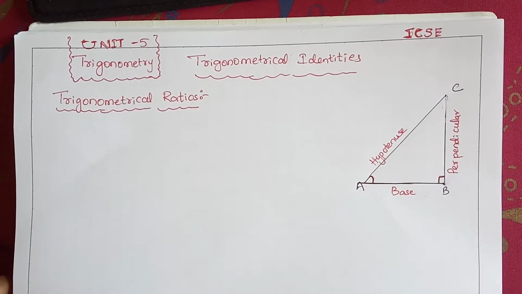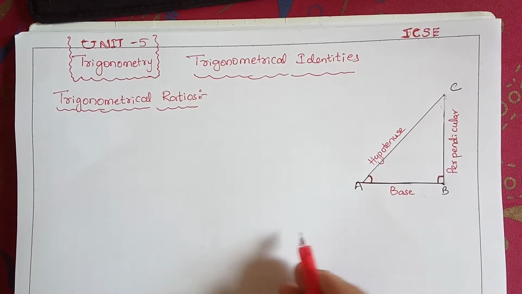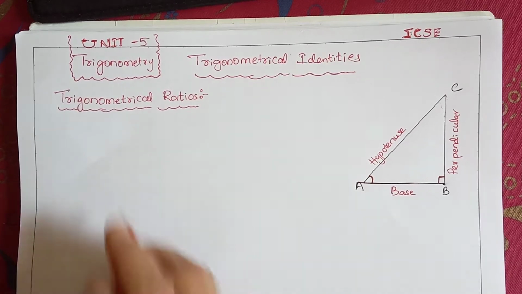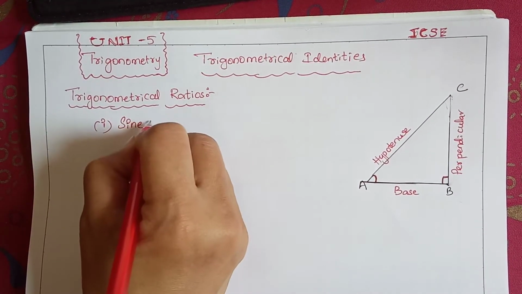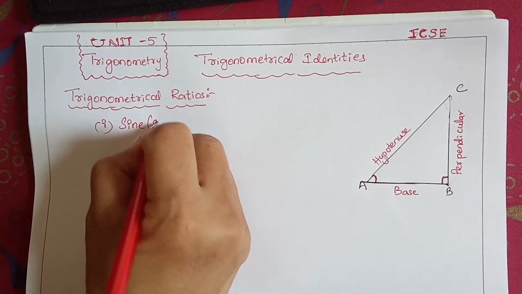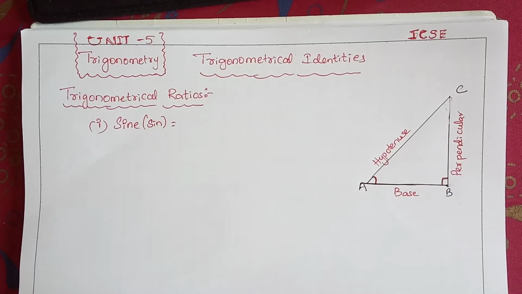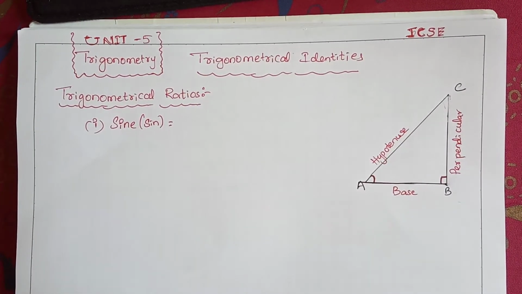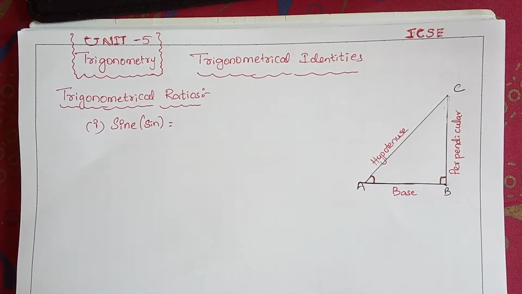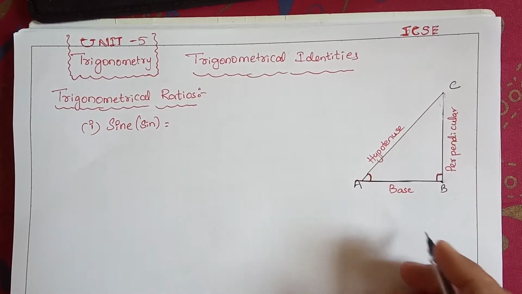So what I said, trigonometrical ratios. How many are there? There are 6 ratios. What is the first one? Sine. What is the short form of sine? SIN. What is the definition? I think you know very well, which you learnt in class 9. But once again, I'll revise the definitions in this topic so that it will be easy for you to understand.